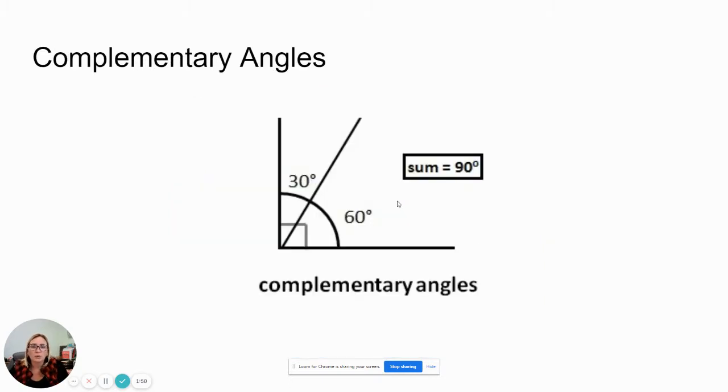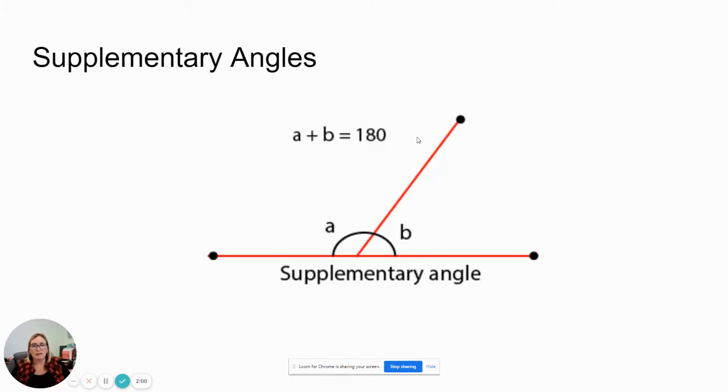Complementary angles are two angles that add up to be 90 degrees, okay? So in order to be complementary, they need to be 90 degrees. And then likewise, supplementary angles are two angles that add to be 180 degrees, okay? So complementary is 90, supplementary is 180.